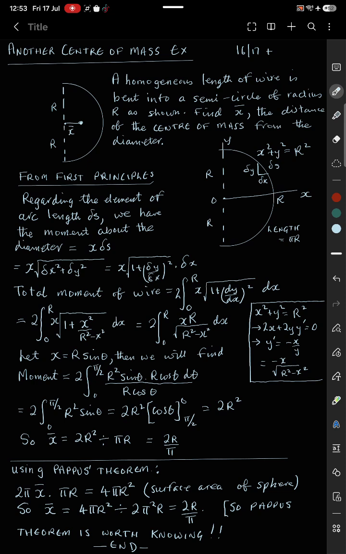So x bar will be 2r squared divided by the mass of the wire, which is pi r, and that comes to 2r over pi, and that completes the exercise.